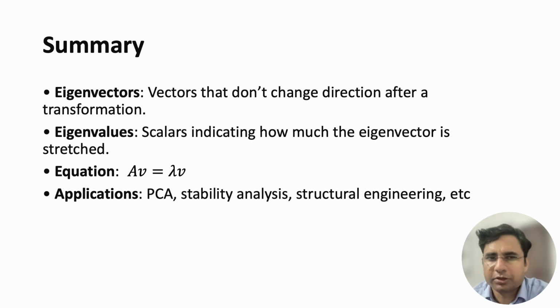So to wrap up, we have learned that eigenvectors are special vectors that maintain their direction after a transformation, while eigenvalues tell us by how much they are scaled. We have also seen the equation that defines the relationship with matrices and explored the applications across various domains.